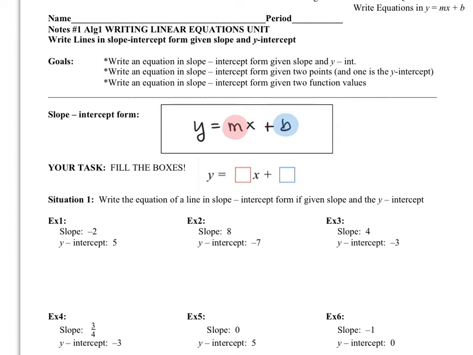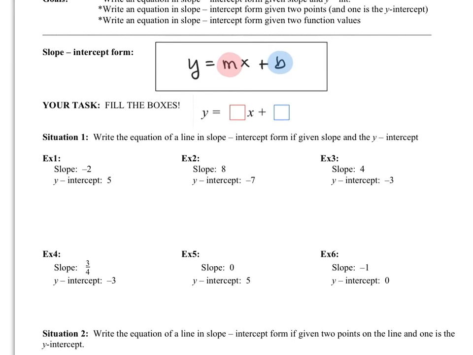So your task when you're doing this is to fill in these two missing boxes. We're going to want to know the slope, and we're going to want to know the y-intercept. Once you have these two pieces of information, you can just plug them into these boxes, and you've got a linear equation. So in the first situation, we have all of the information that we need. We have both our slope and our y-intercept. So all we have to do is plug those numbers into the boxes.